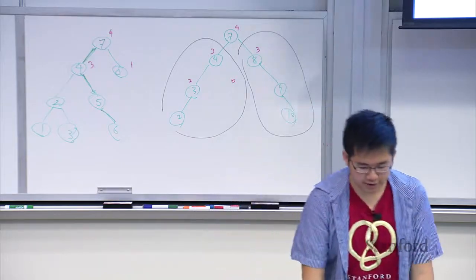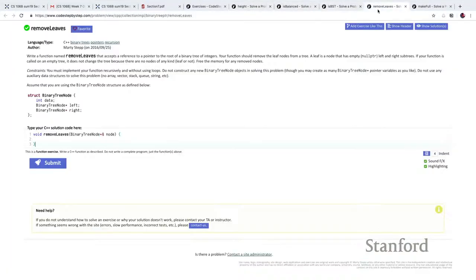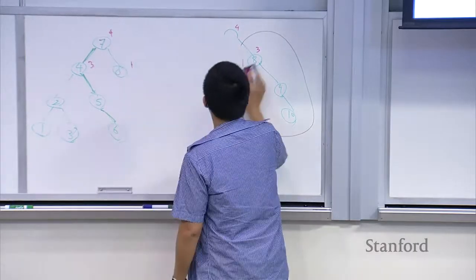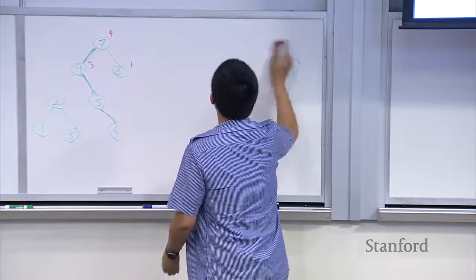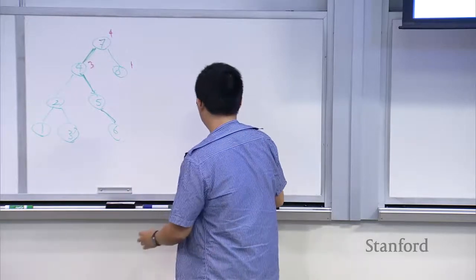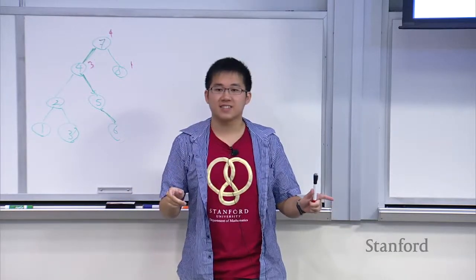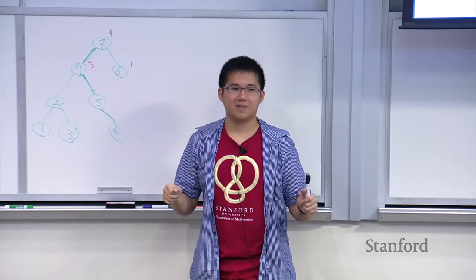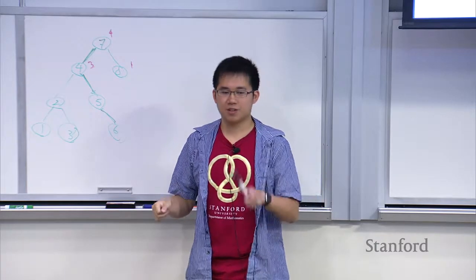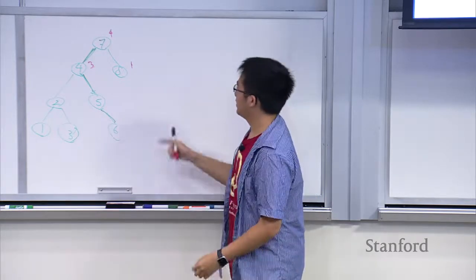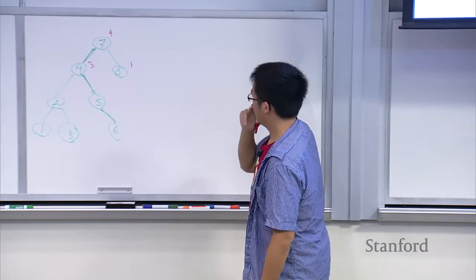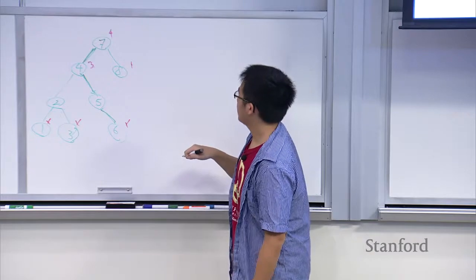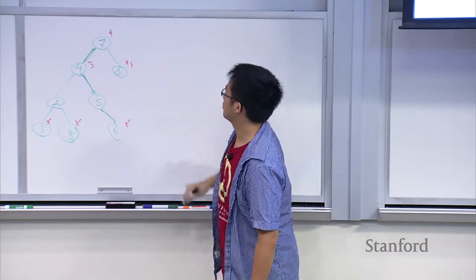Okay, let's do remove leaves. Remove leaves. Okay. The question is simple to describe. Remember what the definition of a leaf is? Has no child. No children, exactly. So in this example, what would the leaves be? 1, 3, 6. Anything else? And the 8, right? Because the 8 has no children too.